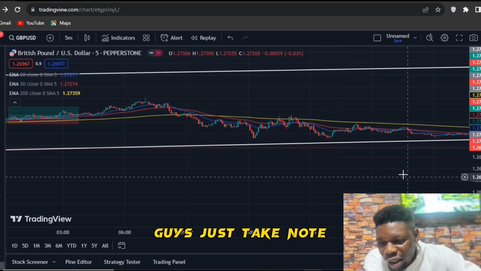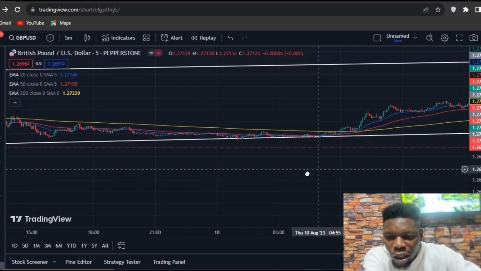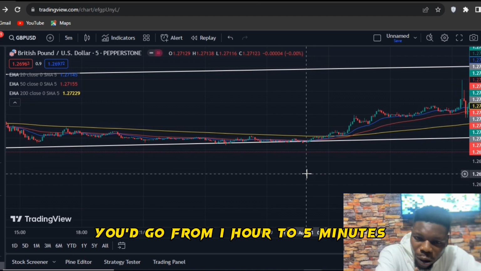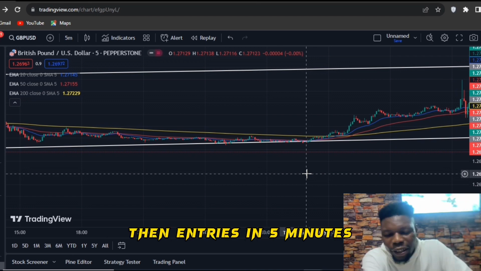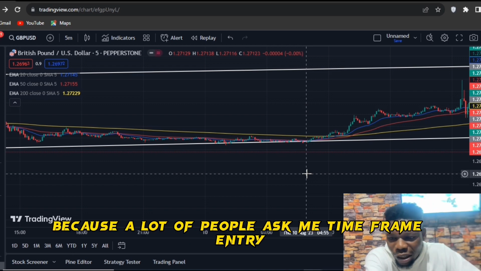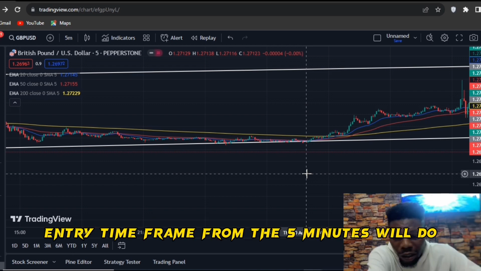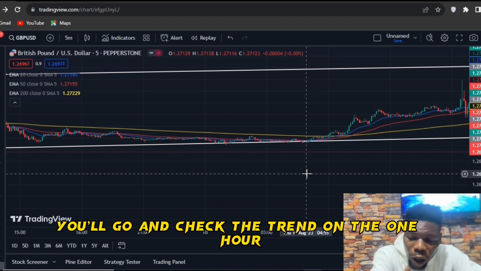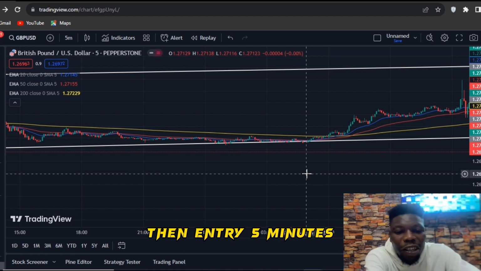Guys, just take note. This is very simple. Just vice versa. Take note, you go from 1 hour to 5 minutes, then entries in 5 minutes, because a lot of people ask me the time frame. Entry time frame is on the 5 minutes. We will check the trend on the 1 hour, then enter on 5 minutes.